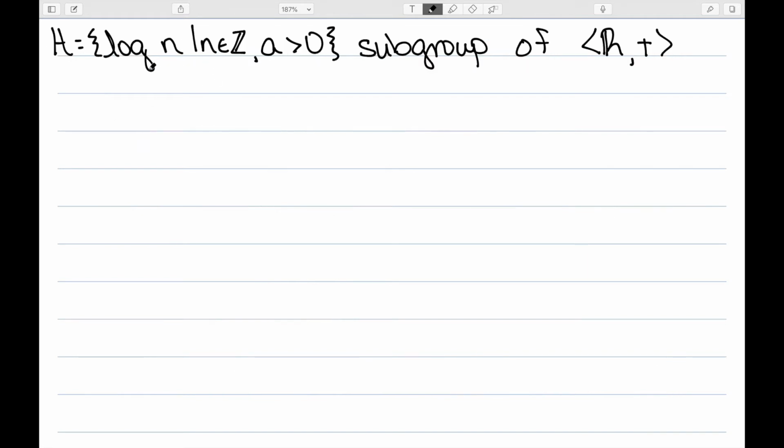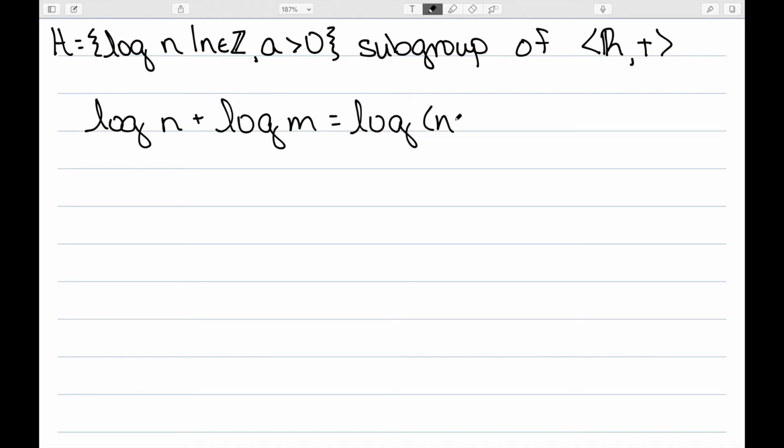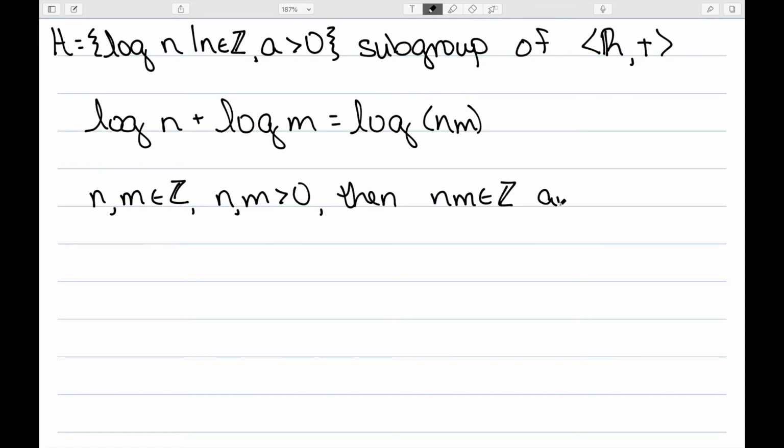This time, the only thing that I'm changing is, this time I'm looking at log of n, where n is an integer. So this time we need something like log of n plus log of m. Once again, using properties of logs, that's log of nm. And since n and m are both positive integers, multiplying two integers is still an integer, and multiplying two positive numbers is still a positive number. So it is closed under addition.